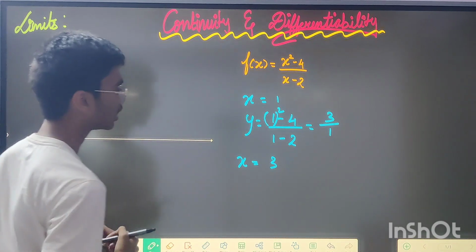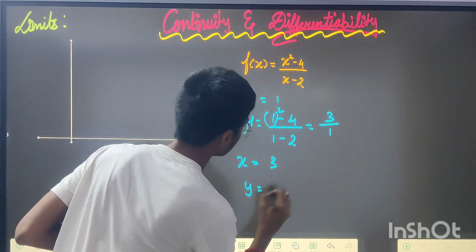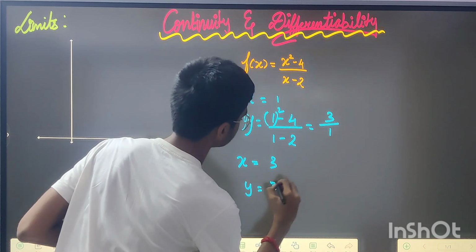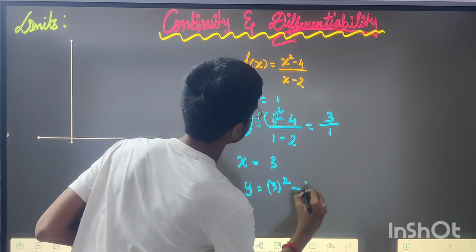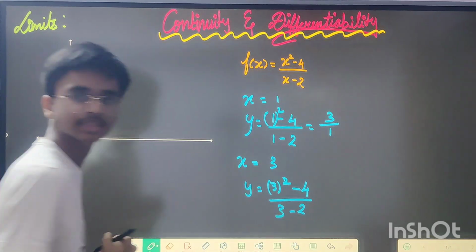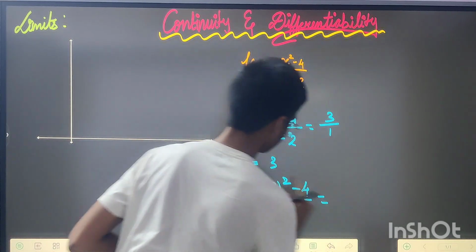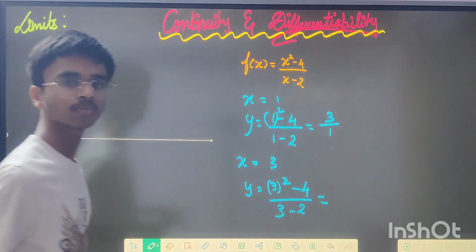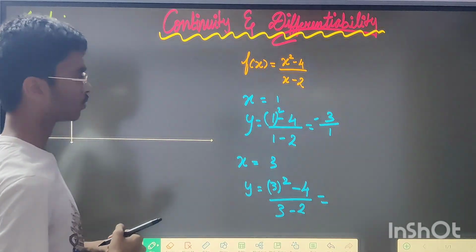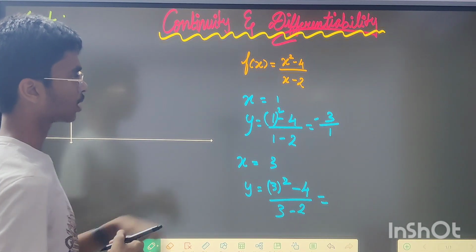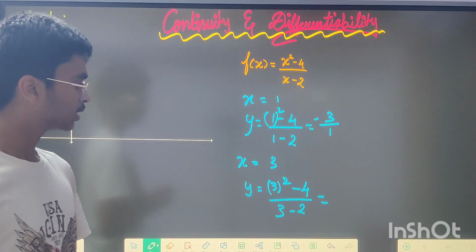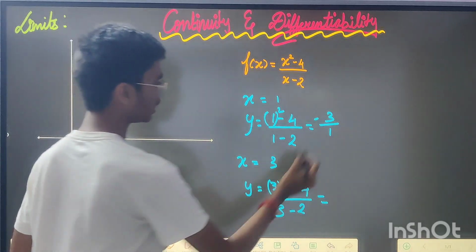x is 3. Then in that case, y is equal to (3 squared minus 4) divided by (3 minus 2). Like this it is. Then how will it be? It will be 9. 9 minus 4, sorry, here it will be minus 3. Yeah, so here it will be minus 3. Here it will be 5 by 1. Yeah, so here it will be minus 1.